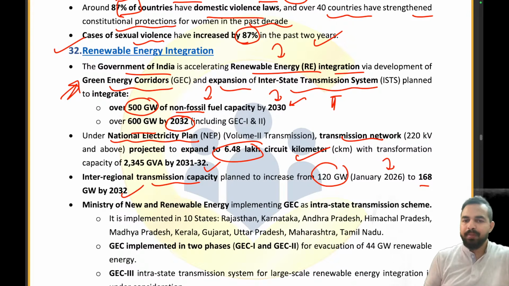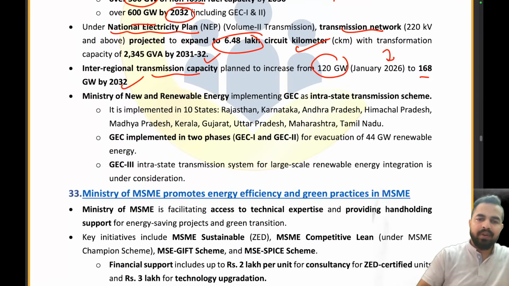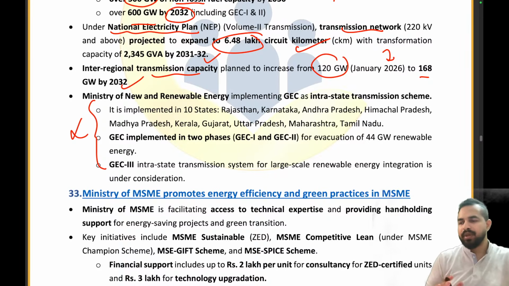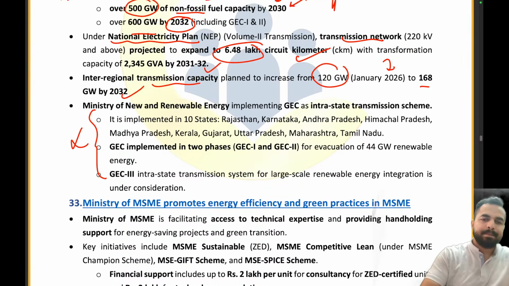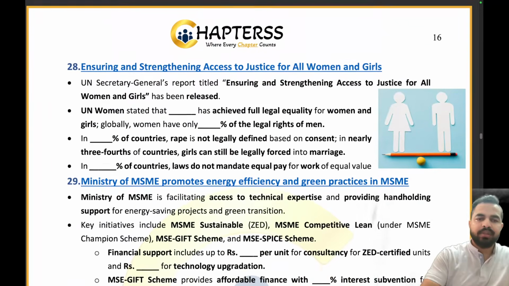Under the National Electricity Plan, the transmission network will be expanded to how many circuit kilometers? 6.48 lakh circuit kilometers, right? Clear to everyone? And under the inter-regional transmission capacity, we want to increase from 120 gigawatt to what? 168 gigawatt by 2032. Clear everyone? So this data is not that important from the examination point of view, right? Now let's try to answer the questions.